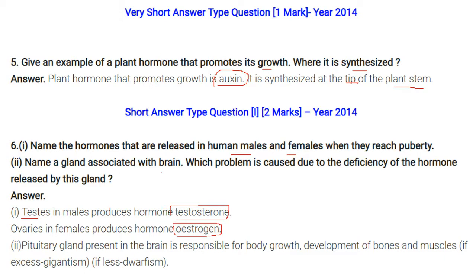Name a gland associated with the brain. The pituitary gland is present in the brain. Which problem is caused due to the deficiency of the hormone released by this gland? The pituitary gland present in the brain is responsible for body growth and development of bones and muscles. If the hormone is in excess, it will lead to gigantism. If it is less, it will cause dwarfism.